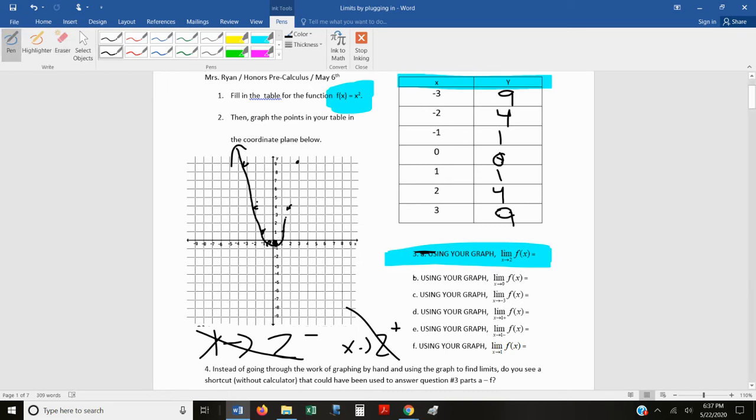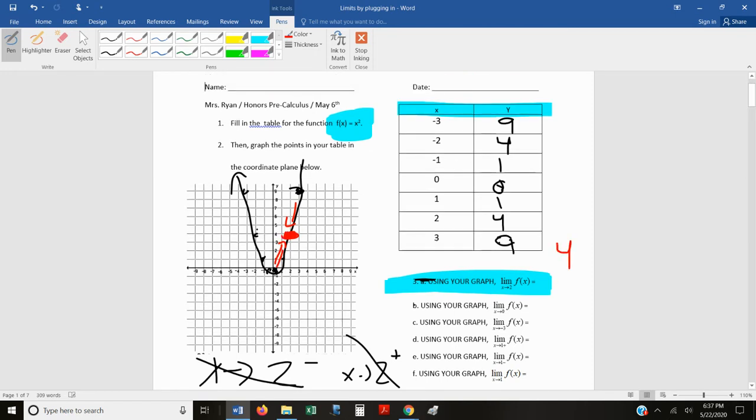And you look as x goes to 2 from the smaller numbers, we're looking here. From the bigger numbers, we're looking here. And here is x equals 2 right here. So no matter if you come from the left side or the right side, as x goes to 2, I'm getting closer and closer to that y value right there of 4. And so that two-sided limit is going to be 4.